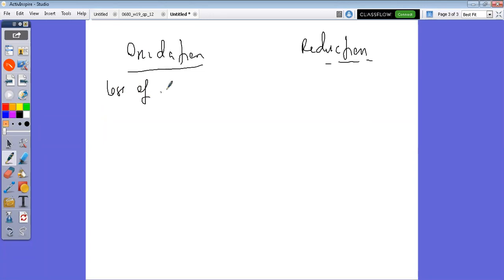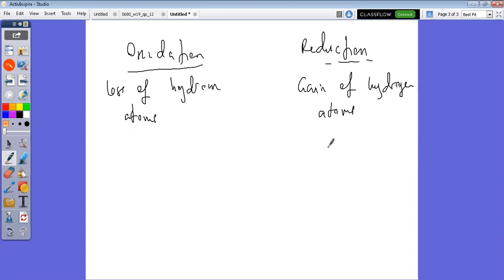Oxidation is the loss of hydrogen atoms. Can you write that down? And reduction is the gain of hydrogen atoms.